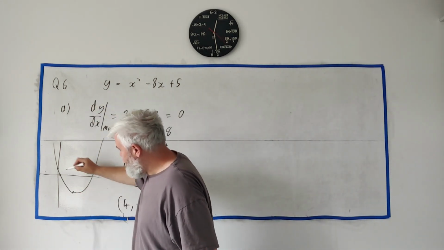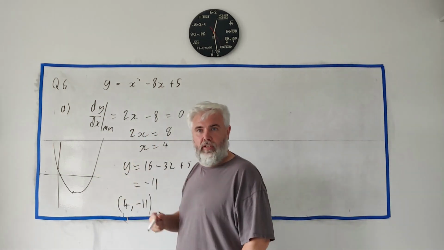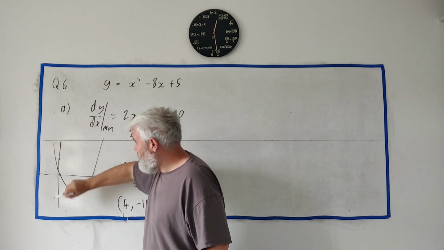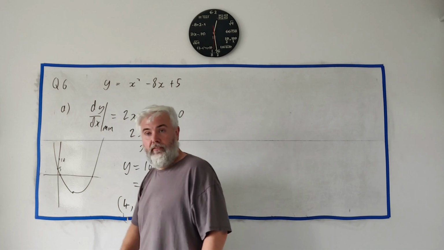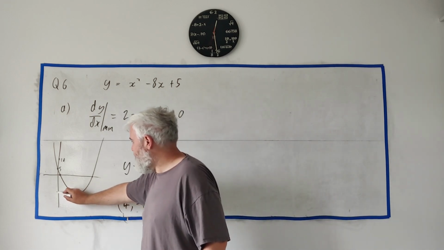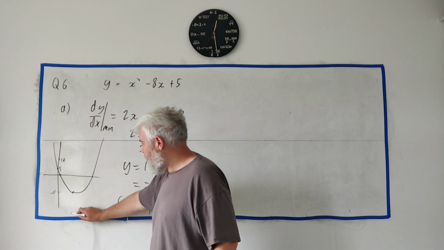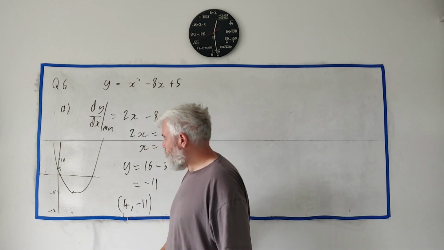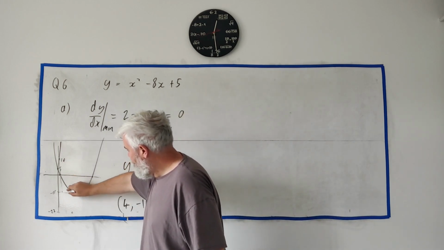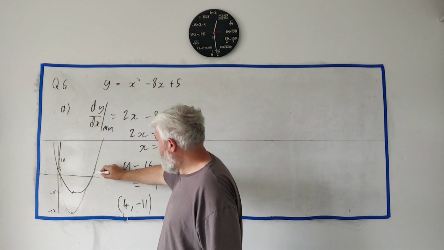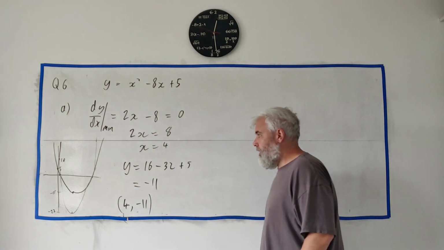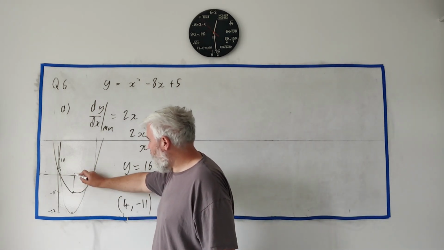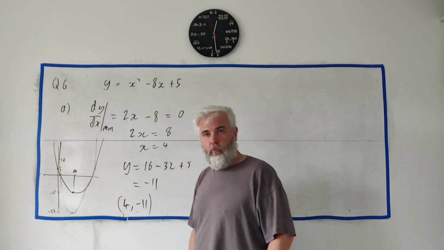This point stays the same because it's on the x-axis, it doesn't get stretched. But the 5 will get stretched up by a factor of 2 to 10. So this is 5, becomes 10. This down here, this was minus 11. That gets stretched all the way down to minus 22. And it would look something like this. So it goes through there and comes up inside. We'd have a new minimum at 4, minus 22.